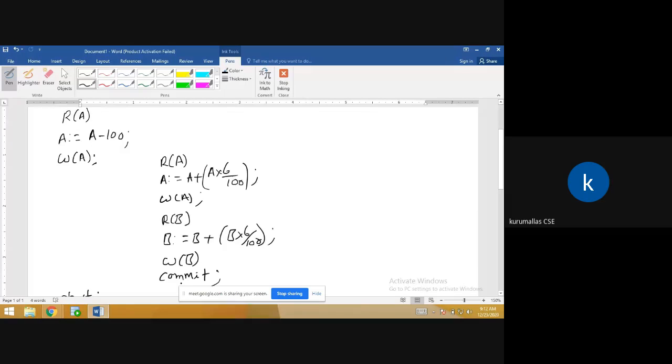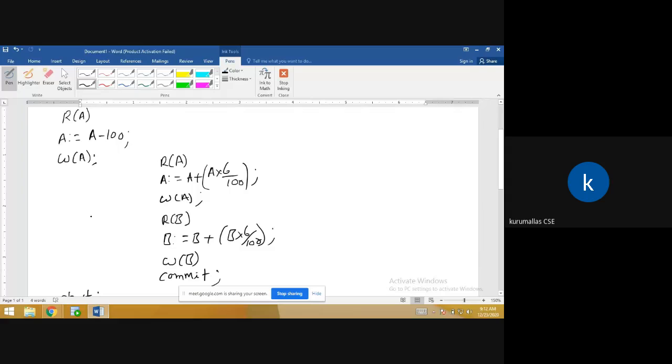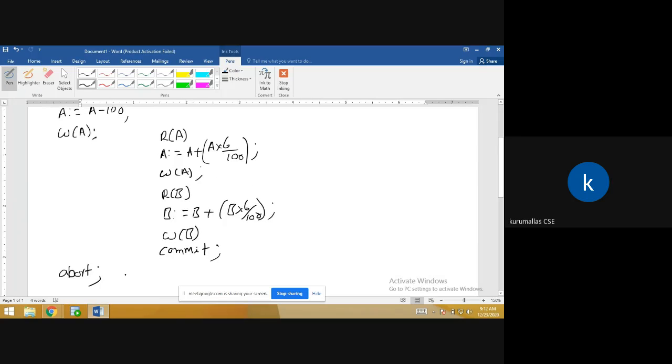But incidentally, after adding 6% to these two accounts, T1 is aborted. The transaction is not completely done. When 100 rupees is reduced from account A, T2 reads account A and account B and adds 6% to account A and account B, then commits. Soon after, T1 is aborted, right?